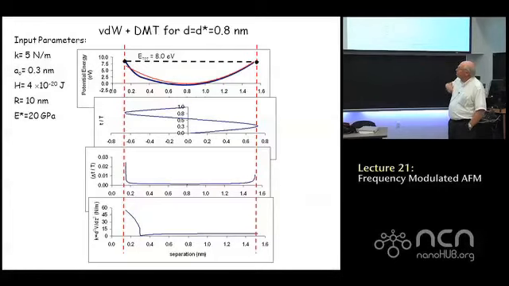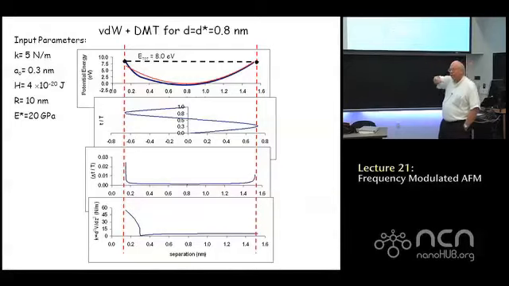I use a combination of van der Waals plus DMT. In this particular example, I just set the tip at a 0.8 nanometer separation from the substrate. Right? And what you see is that the effective spring constant of the system now is really asymmetric. As the tip gets very close to the substrate, the spring constant jumps up by factors of almost 100 compared to what it is when the tip is far away from the substrate.